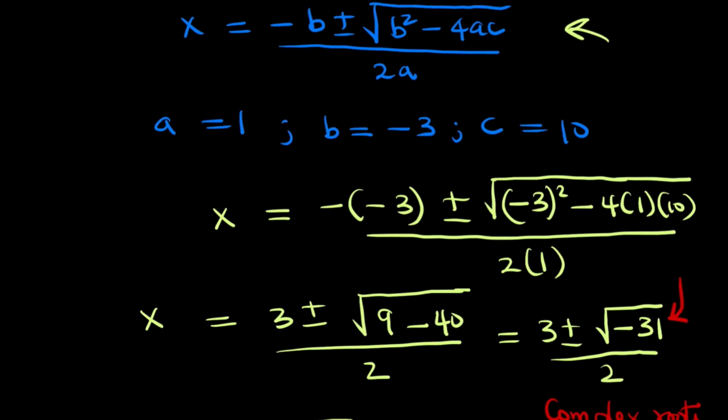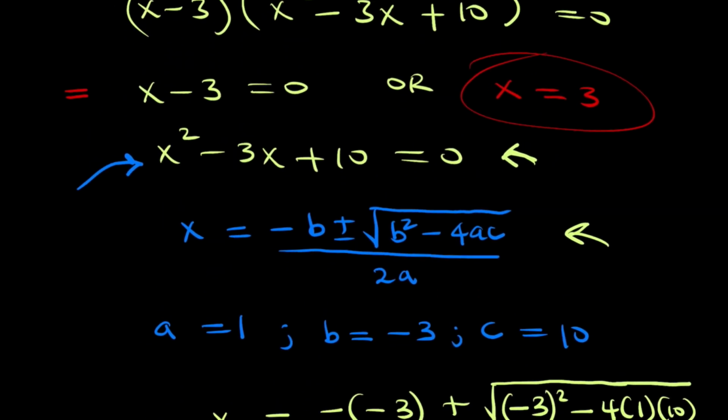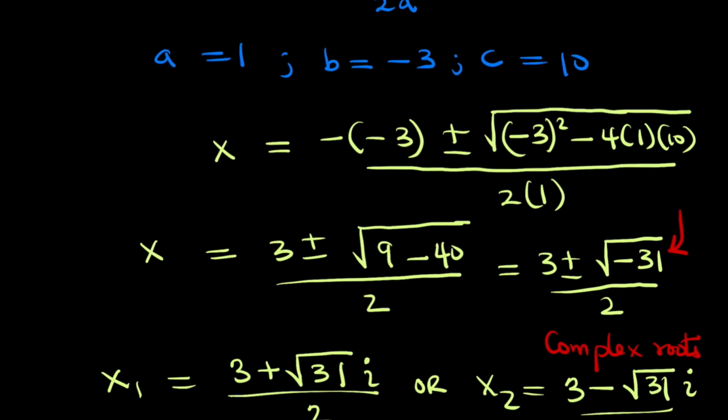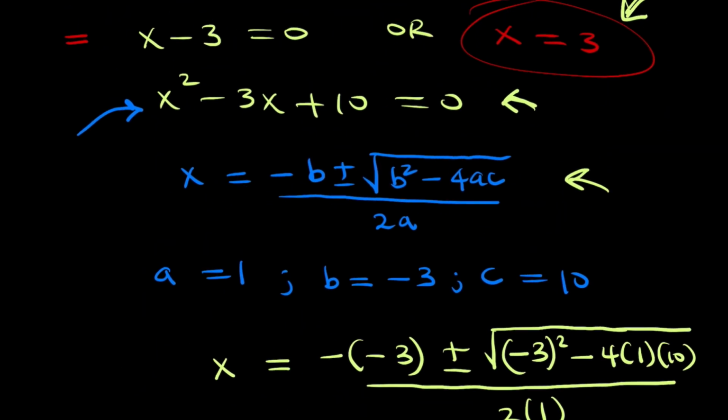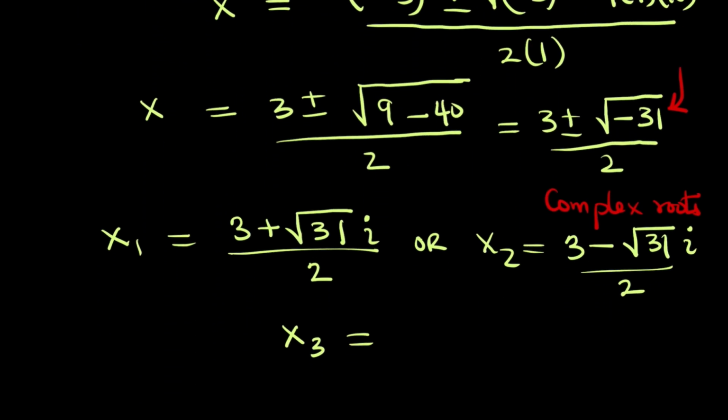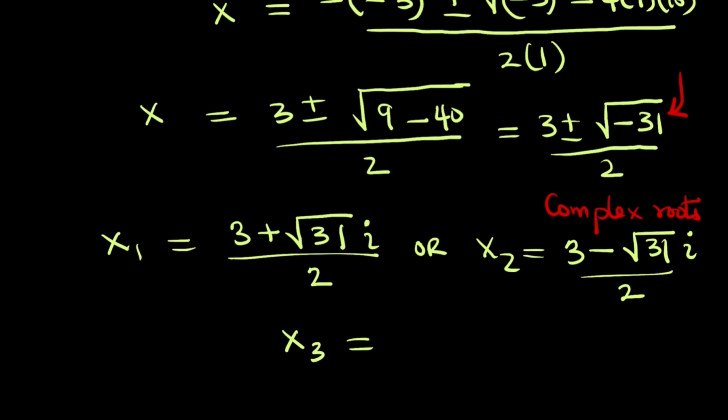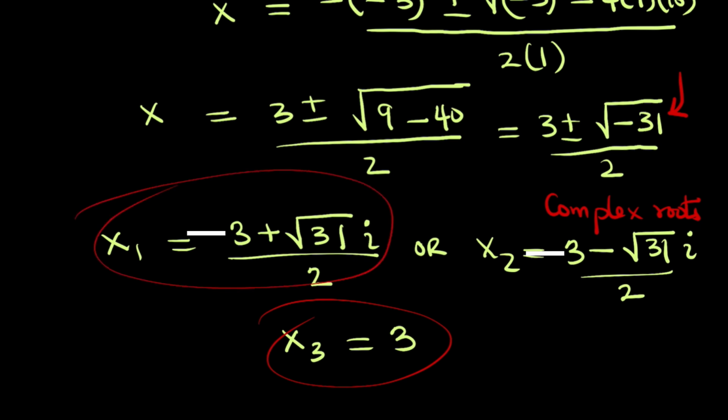And remember, we got a value for x the other time, which is right here. X is equal to 3. So for the third solution, x3 is equal to 3. So these are the 3 solutions to the problem given.